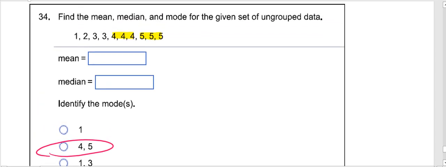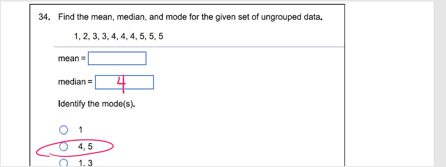All right, for the middle, for the median, let's see, there's 1, 2, 3, 4 numbers I'm going to cross off. 1, 2, 3, 4 numbers I'm going to cross off. Since there's an even number of items, the median is the average of those 2 numbers, which is 4.